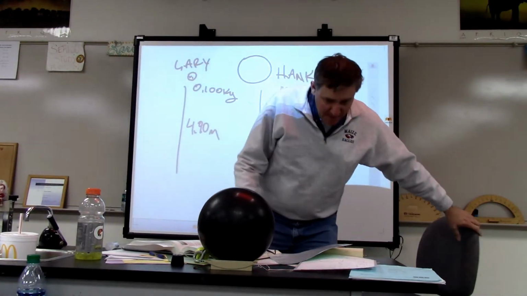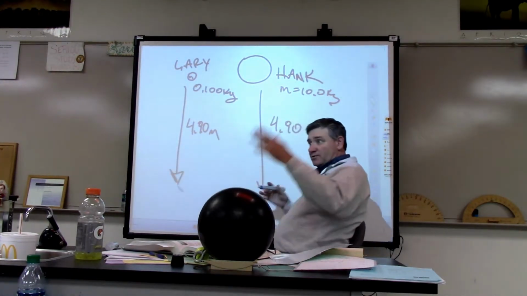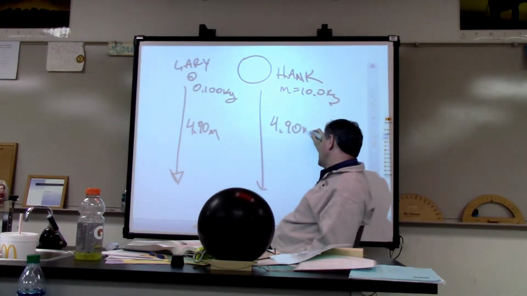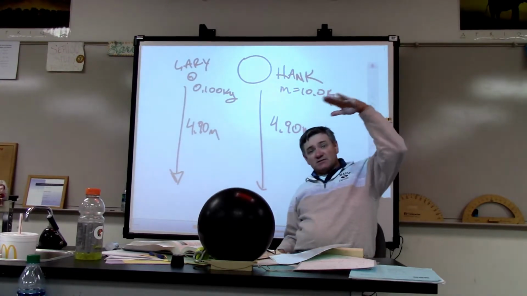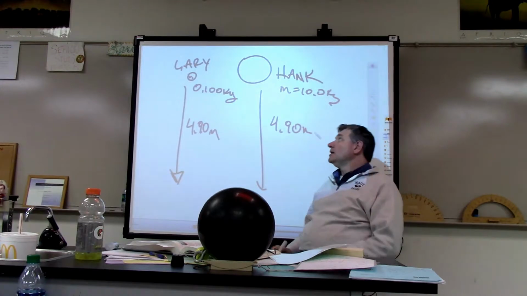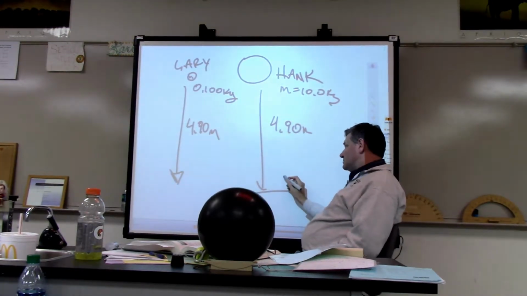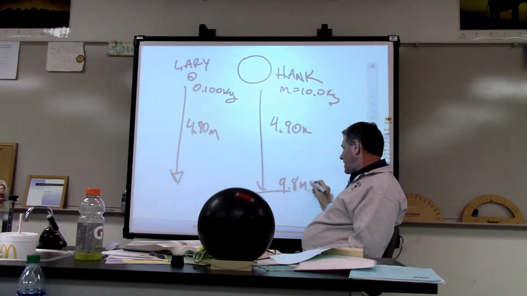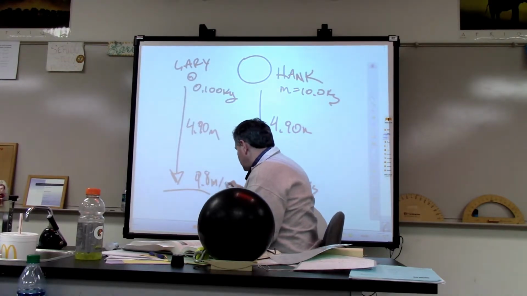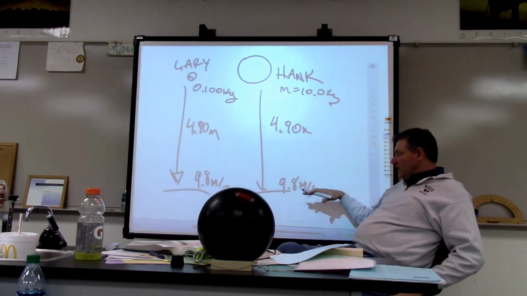So if you do the math, when you let go of them, they're both going to accelerate, right? And from the height of 4.9 meters, if you do the math, you'll see that they fall for exactly 1 second. So if they fall for exactly 1 second, that means at the point of impact, they're both going to be going 9.8 meters per second.